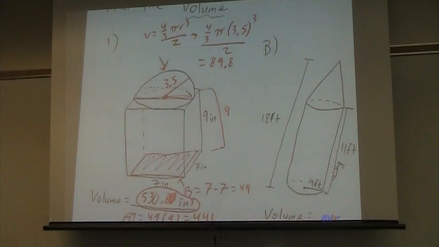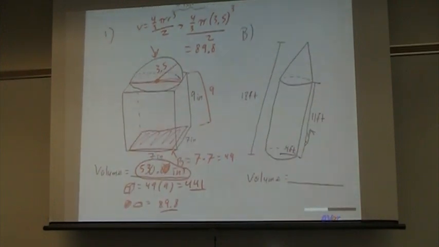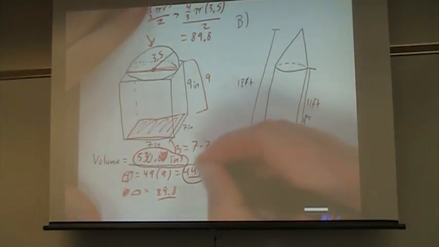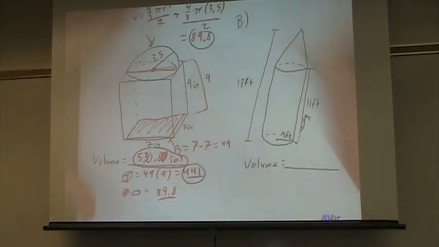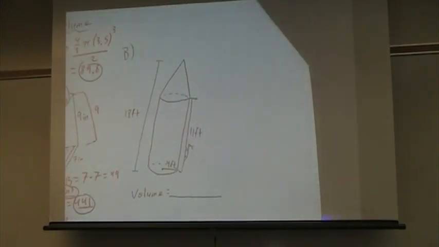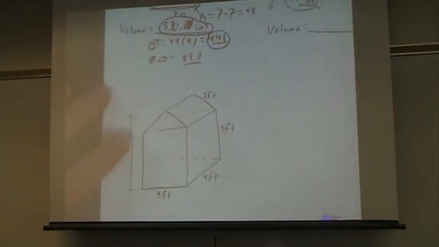So again, we added those two volumes together. There's our one volume, there's our other volume, we added them together. And that's our total. On B, you can probably see what shapes you're working with, so I'll let you do that on your own. And on this guy here, you can do that.